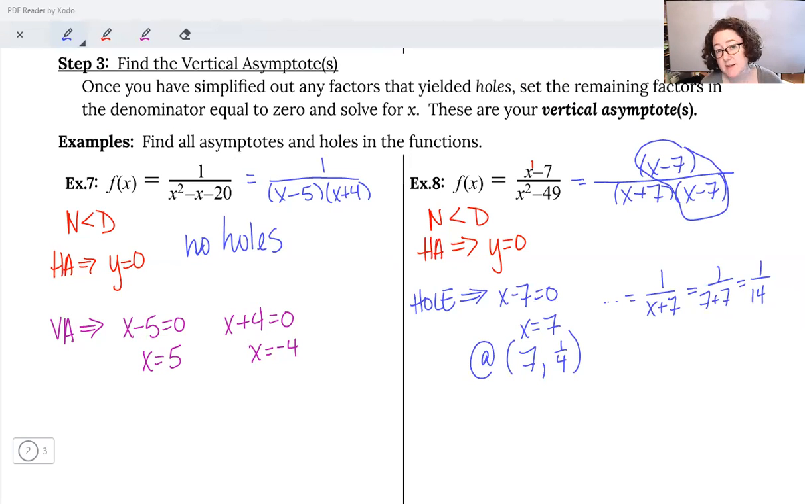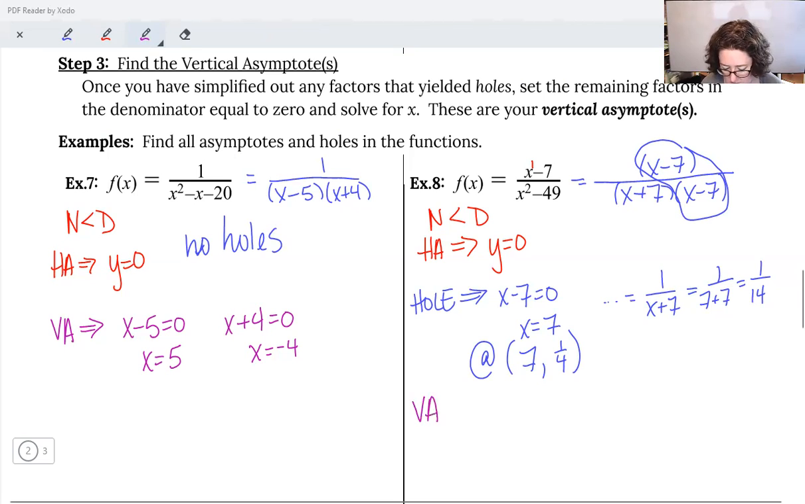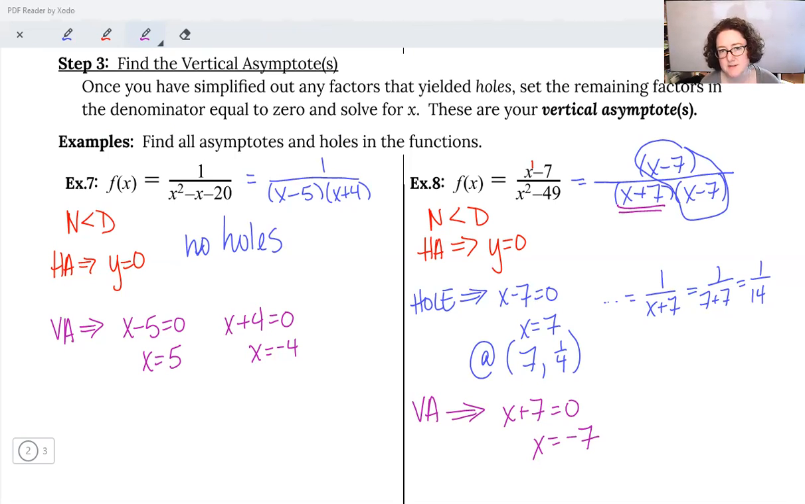We do have a leftover factor in the denominator, so that means we're going to have a vertical asymptote. And that's going to happen where we have that x plus 7. x plus 7 cannot equal 0. It would be undefined. Therefore, a vertical asymptote happens at x equals -7.